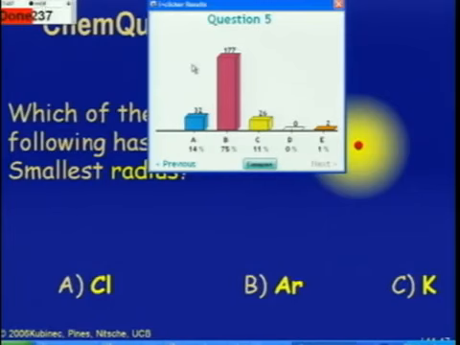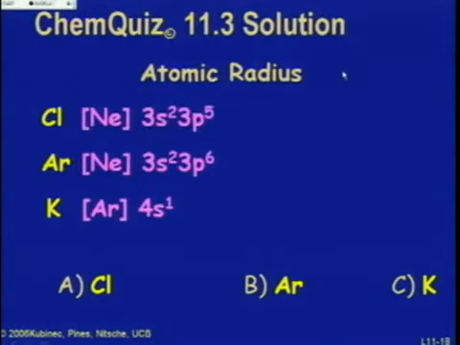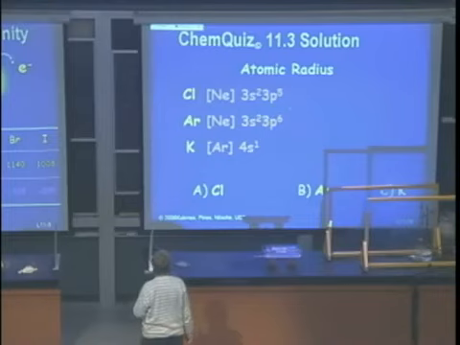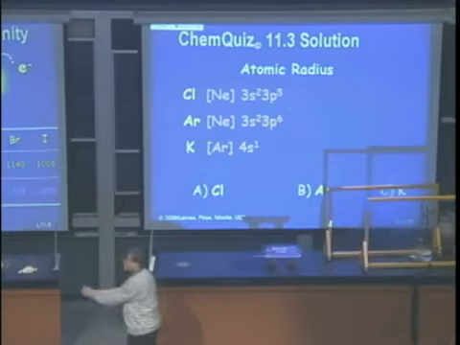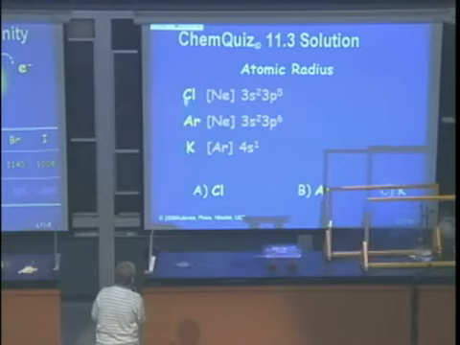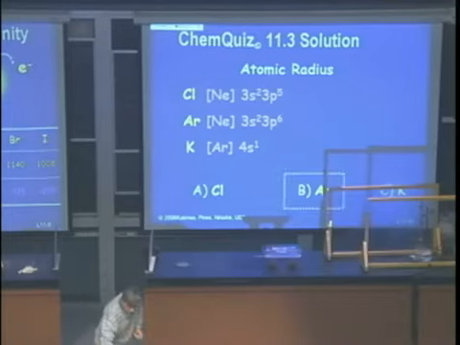Yes, you guys are right, and this is good. So it is B, of course, I told you. What was that? Chlorine, argon, and potassium. Chlorine is here, 3s2 3p5, and argon is 3s2 3p6. So argon has an extra nuclear charge and pulls more on the electrons, so chlorine is larger than argon, which is very small. Potassium is larger than both of them, since it's in the next period, right here. So the answer was argon.